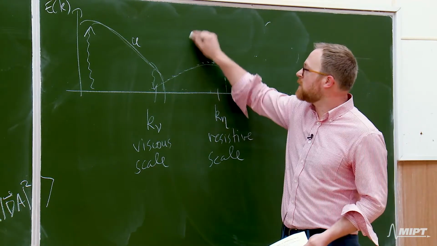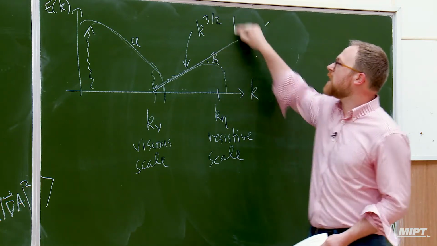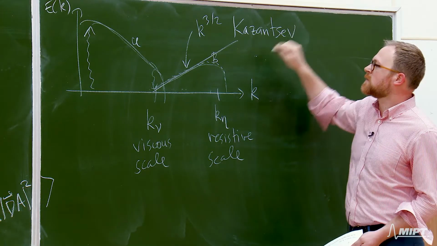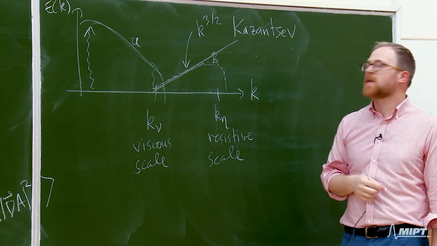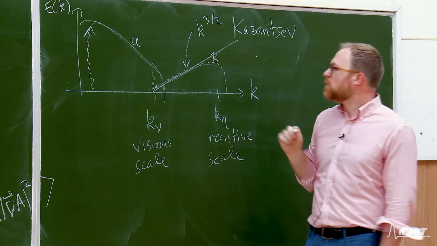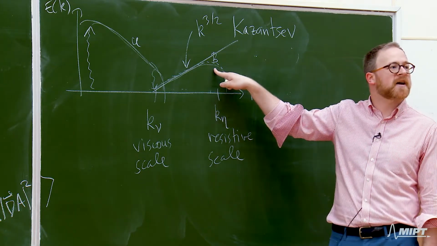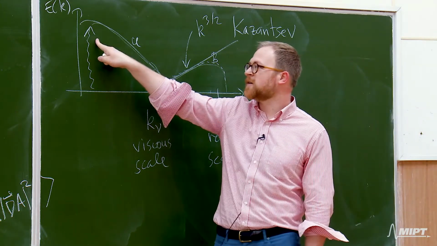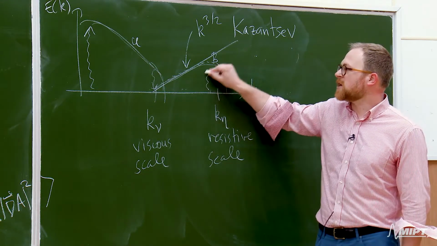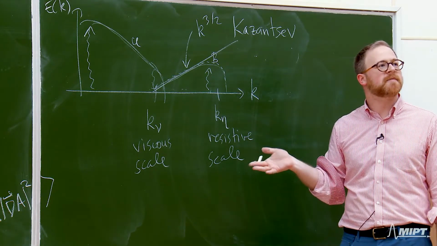So there's some theory that says that this slope right here is k to the 3/2. It's due to someone named Kazantsev. It's called a Kazantsev spectrum. I'm not going to go into where it comes from. It's actually hard to derive. What I'm going to sketch is just a proof that this actually happens. That if you stir here, and that there's a viscous scale here, that you will generate magnetic fields, full stop, in 3D.